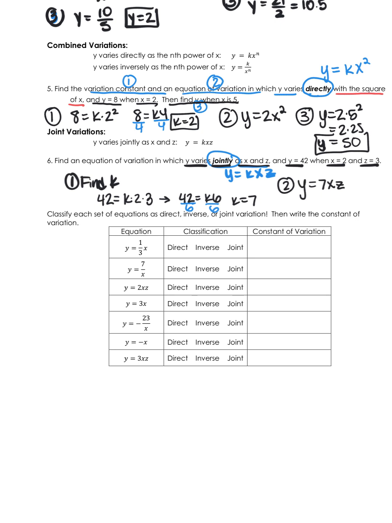And notice how this one only asks for an equation. It says find an equation. It doesn't say find y, so we don't have a step 3. It's just finding the equation. So this is an equation where y varies jointly with x and z. Our constant of variation is 7.